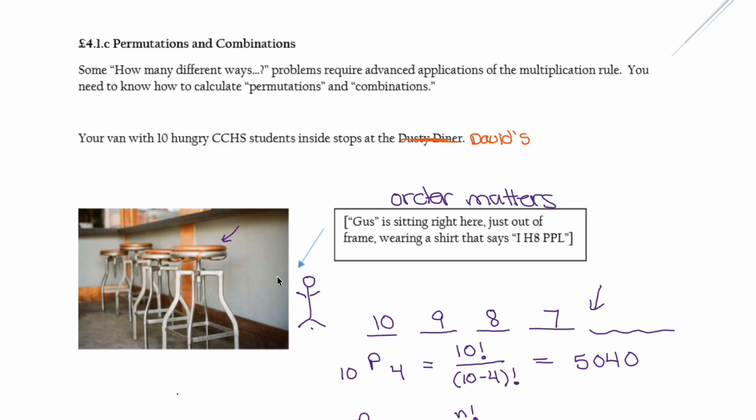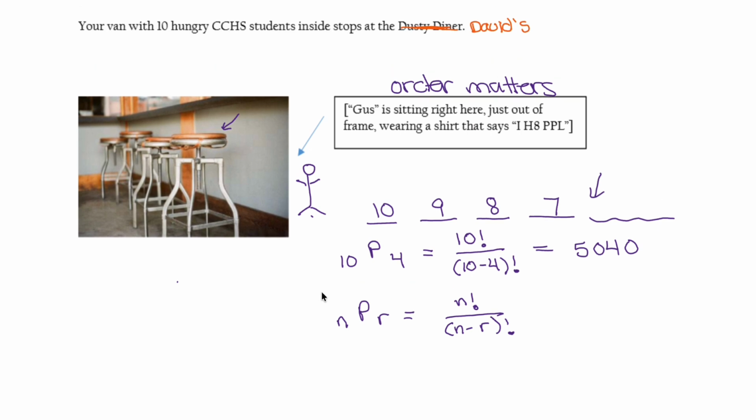So basically, Gus is sitting right here, just out of frame, wearing a shirt that says "I hate people," if you can read my little funny myth. So no one wants to sit with him, and he doesn't want to sit with anyone else.